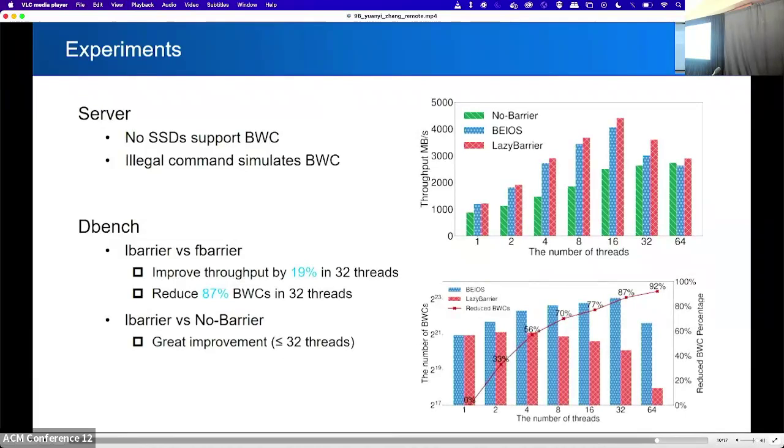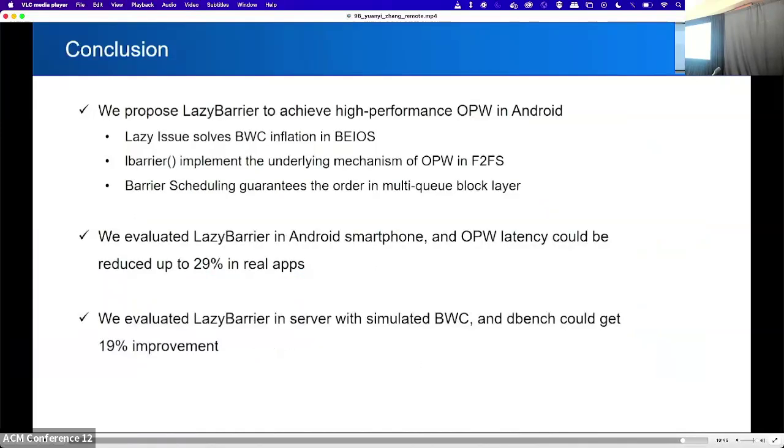In server workload, dbench is used. We use dummy command to simulate BWC, and the SSD just drops it. Compared to FBarrier, AdBarrier improves the throughput by 19% and reduces 87% BWCs in 32 threads. And AdBarrier greatly outperforms NoBarrier when threads are less than or equal to 32.